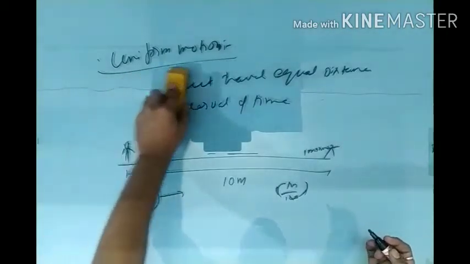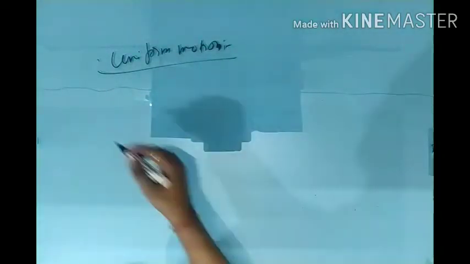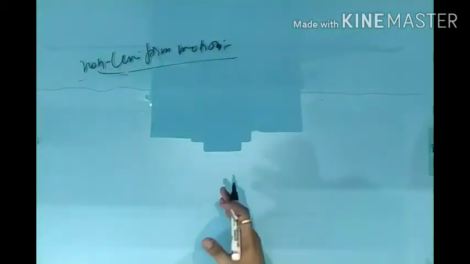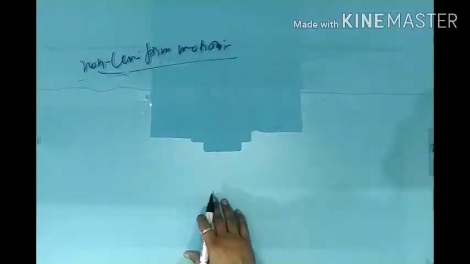Now second, we have non-uniform motion. In the case of non-uniform motion, it is different from uniform motion. As we know, in uniform motion, the distance traveled by any object is equal in equal intervals of time. But in non-uniform motion, the distance traveled is not equal in equal intervals of time.